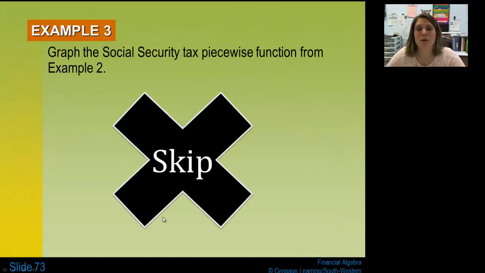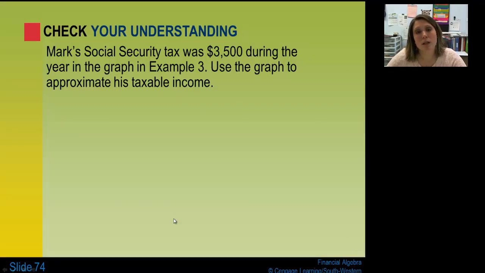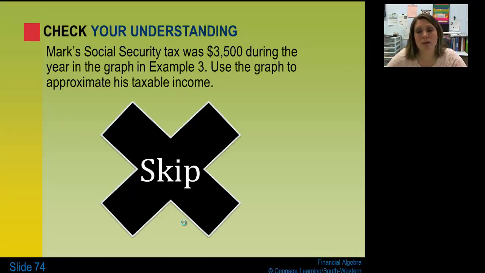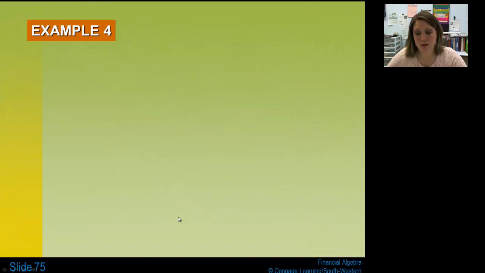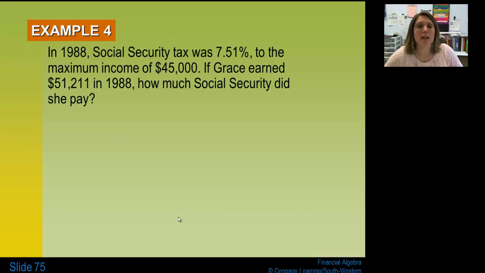Example 3, we're going to go ahead and skip this question. The check your understanding, we're going to also skip this question, so these should all have skips in your notes packet, please. Example 4, in 1988, Social Security tax was 7.51% to the maximum income of $45,000.